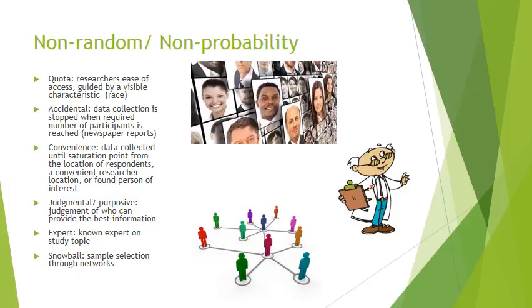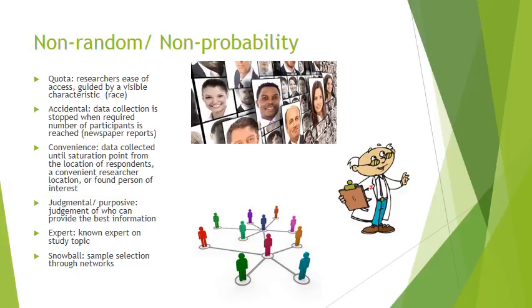The next type of sampling is non-random or non-probability. So the designs include quota, where this is based on the researcher's ease of access, and it's guided by visible characteristics. So an example would be race. Accidental is data collection that is stopped when the required number of participants is reached.